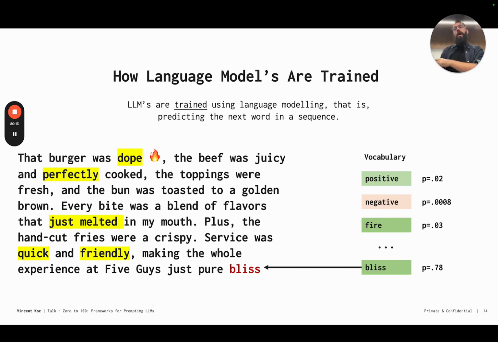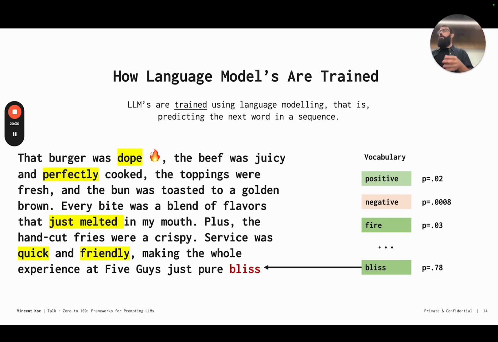And you'll see that I've highlighted some words in yellow. Those yellow elements are ones where it's looking at the text and going, actually, it's talking about dope, perfectly, just melted, quick, friendly. Maybe I'm going to pick bliss because I think that combination of words helps me understand that context.